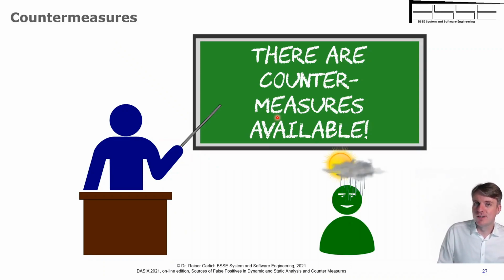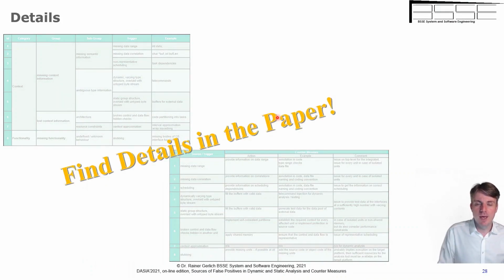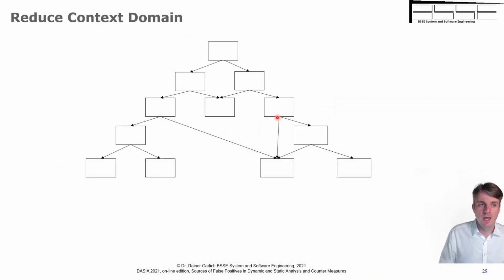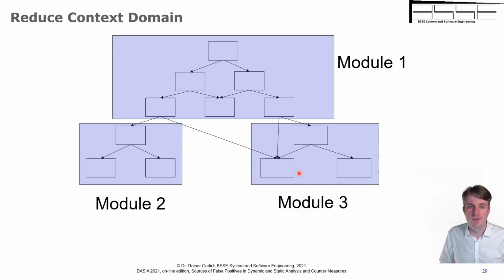Fortunately for our manager, there are some countermeasures available, and we list some of them in our paper. I just want to focus on one possible countermeasure here, and that is we could reduce the context domain. If we have this kind of large call tree, we might split the functions into different modules like this and analyze the modules individually. That also would mean that the call context that we have here from module 1 calling module 2 would vanish. So we would have to reintroduce that.